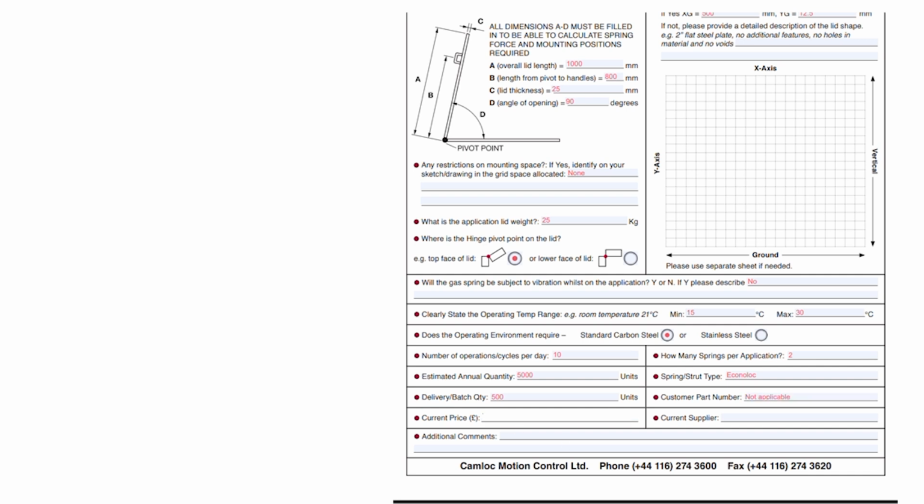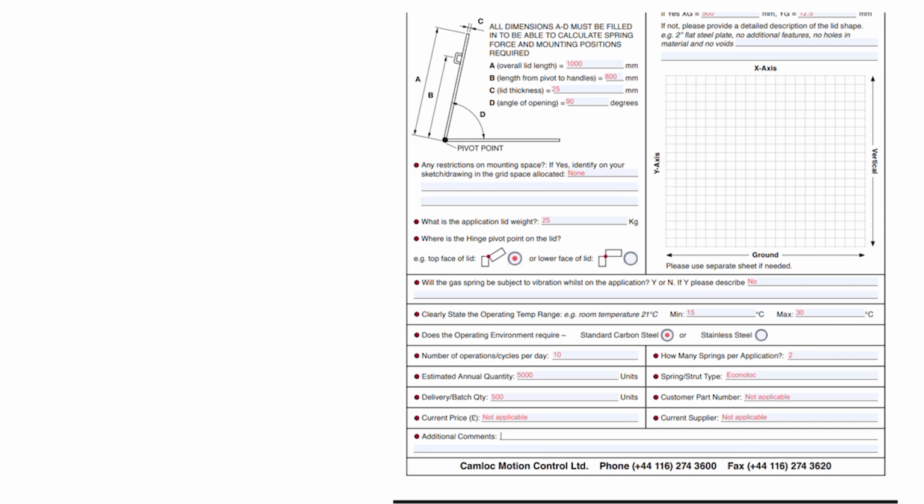A bit of information then about, if you are currently purchasing this product from someone else, the current price that you're paying, which is a fairly obvious question. And this one, we're not buying it from anyone, so it's not applicable. And if you have a current supplier of the product as well, if you can fill in this information here. Again, in this example, this will be not applicable.